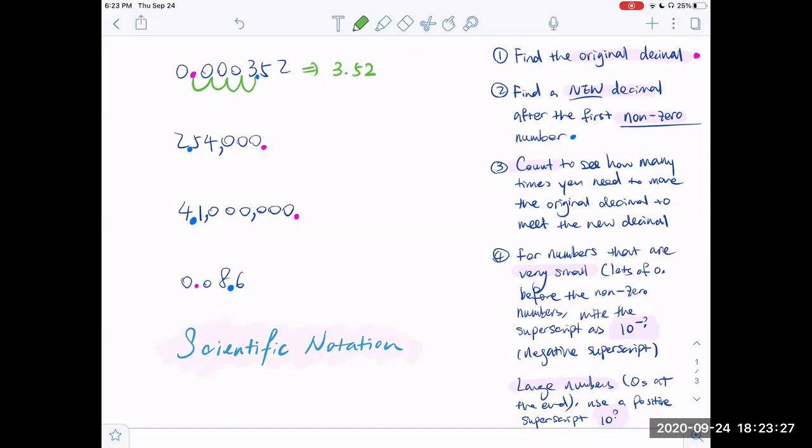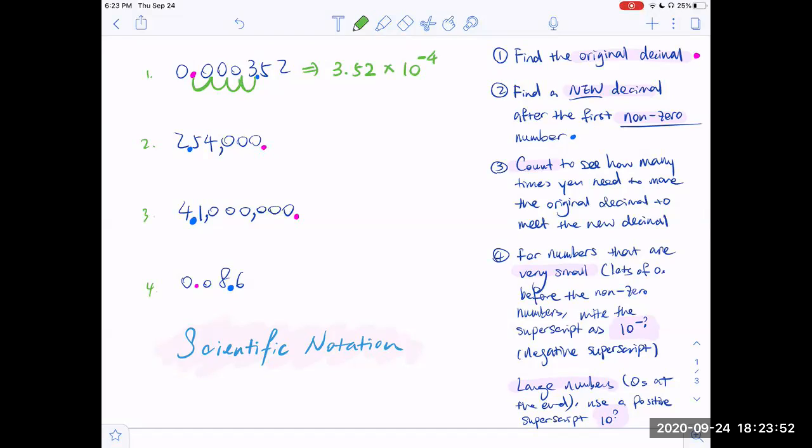Lastly, if you have a really large number, such as the second question or the third question, then you want a positive superscript. But if you have a really small number, such as the first question, then you want a negative superscript. So what should we put after the negative? We moved our decimal 1, 2, 3, 4, 4 times. So this is our final answer.